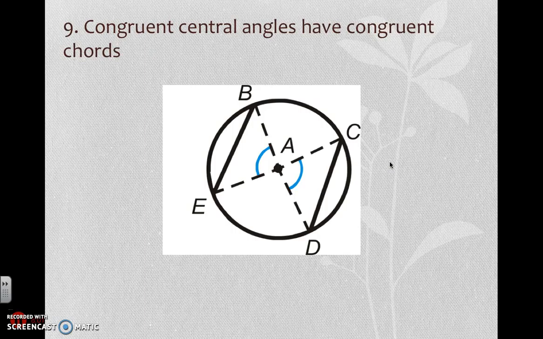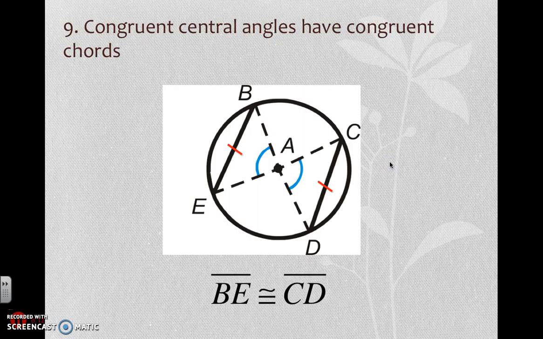Next is congruent central angles have congruent chords. And so it's very similar, except this time it's the chords that connect the two parts of the arc. So chord BE is congruent to chord CD. So that one is similar to the arcs, just with chords.